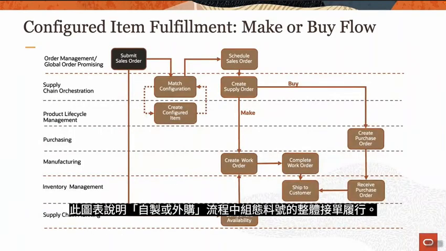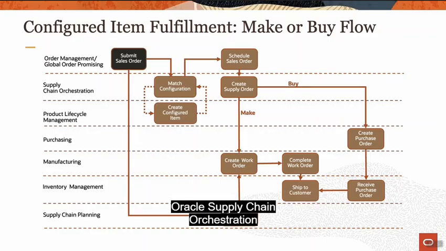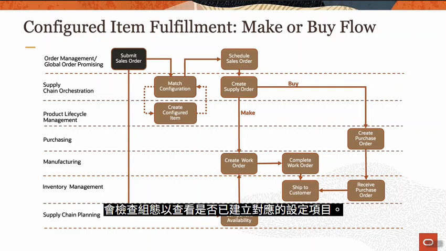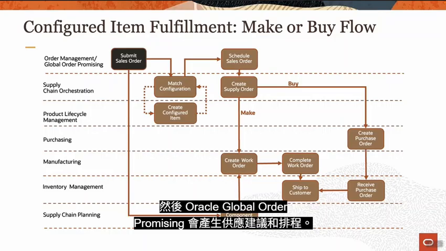This diagram depicts the overall back-to-back fulfillment of a configured item in the make or buy flow. An order is first configured and placed in Oracle Fusion Cloud Order Management. Oracle Supply Chain Orchestration checks the configuration to see if the corresponding configured item was created. If not, Supply Chain Orchestration sends a request to Oracle Fusion Product Lifecycle Management to create a new configured item.